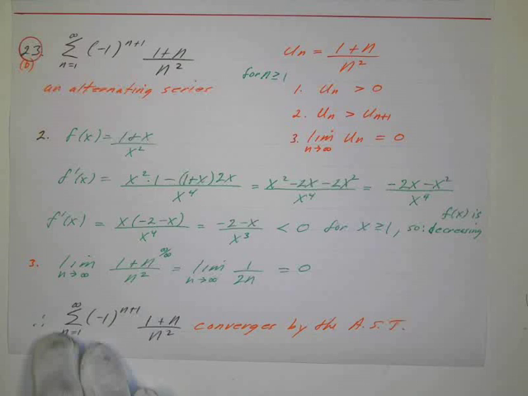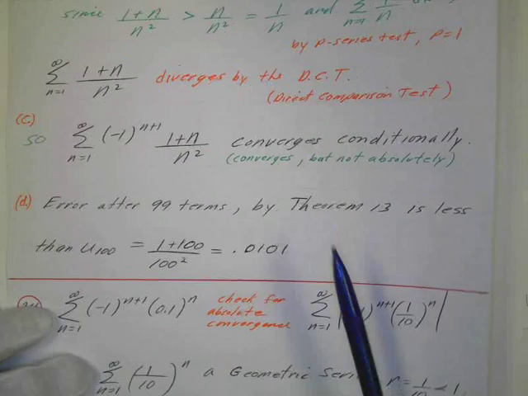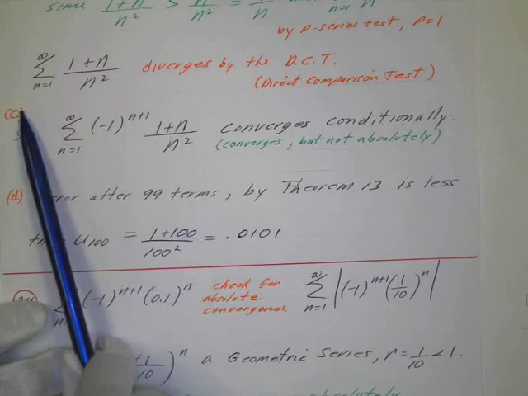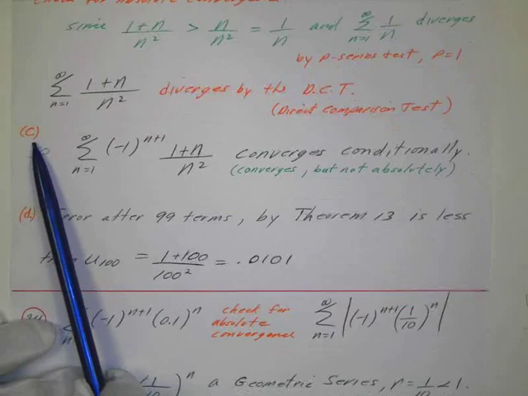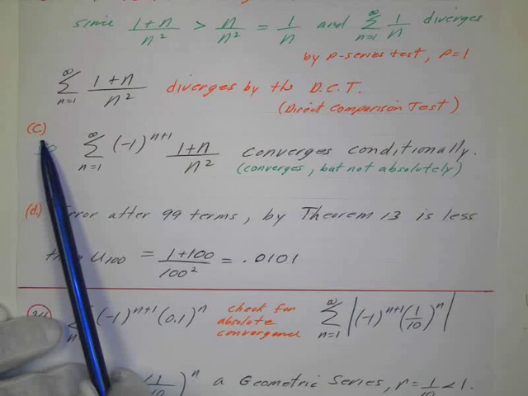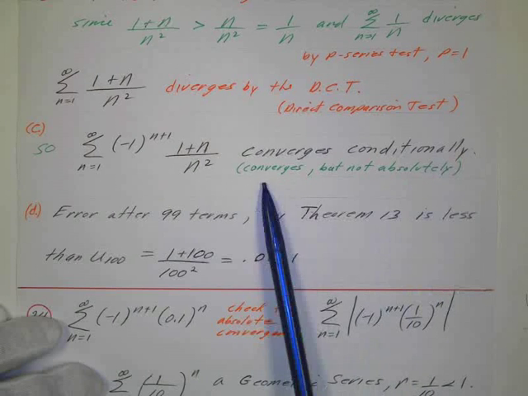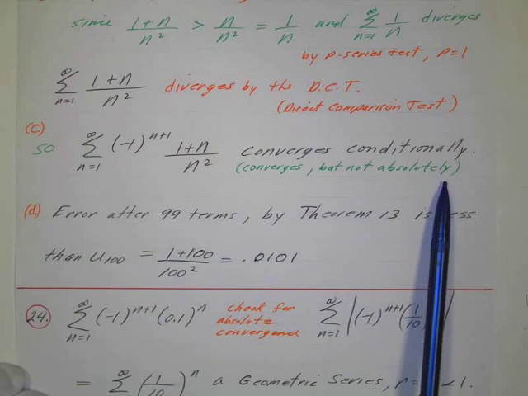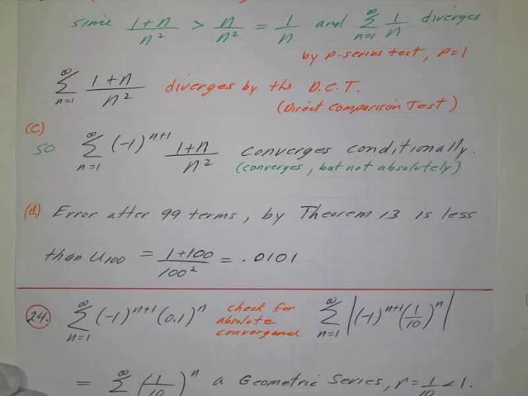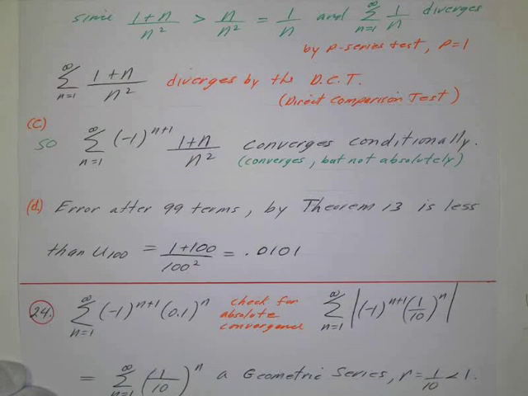All right? So it converges, but not absolutely. Okay? So what does that mean? So we'd say letter C, and like I said, I did these in kind of a funny order. Letter C, this is my series. It converges conditionally because it converges but not absolutely. All right, so that's conditional convergence. Not absolutely, but it does converge.